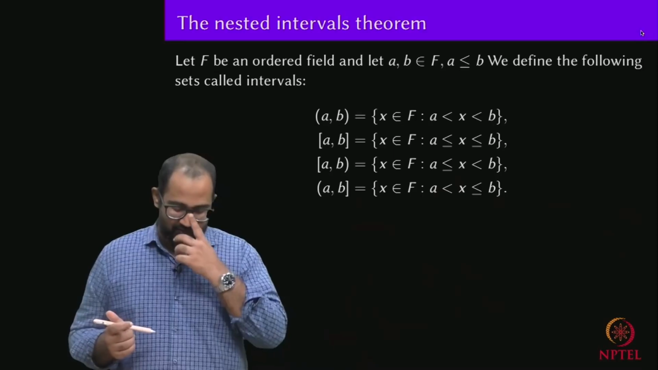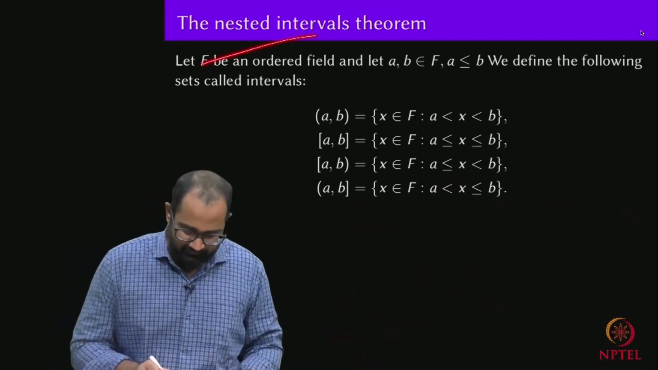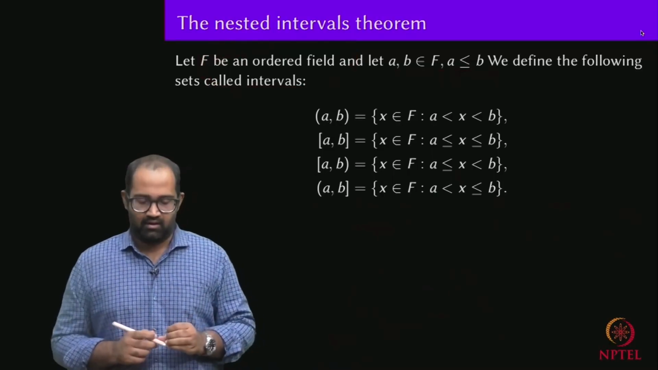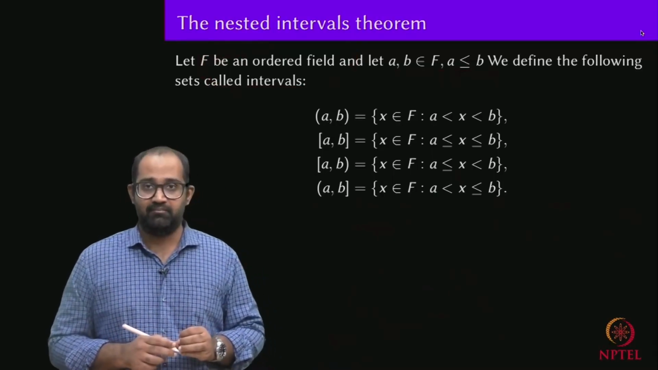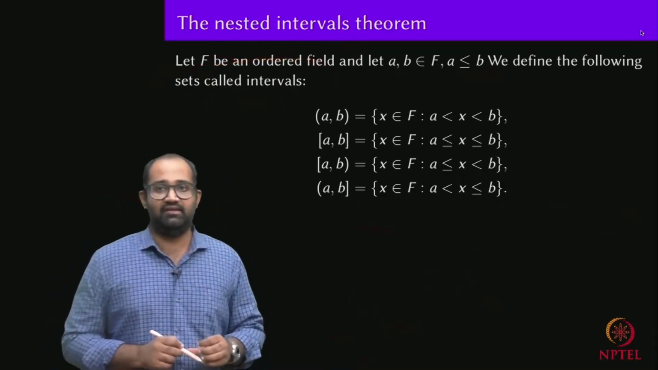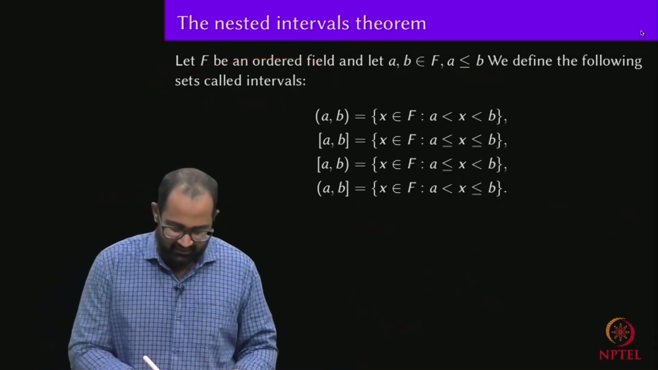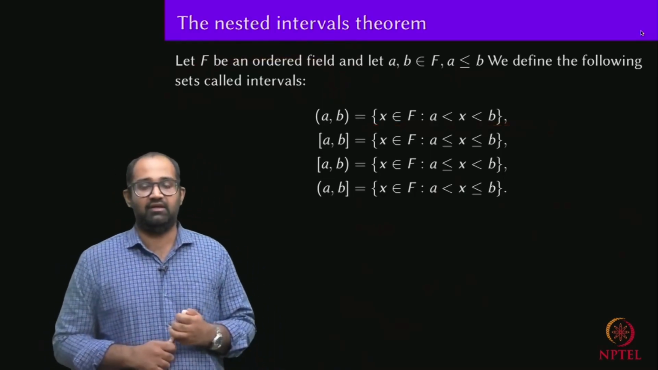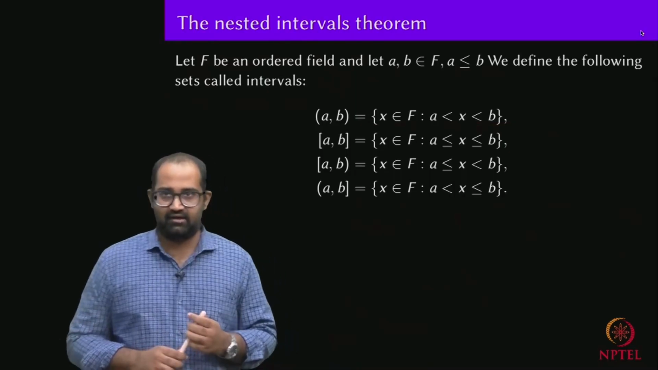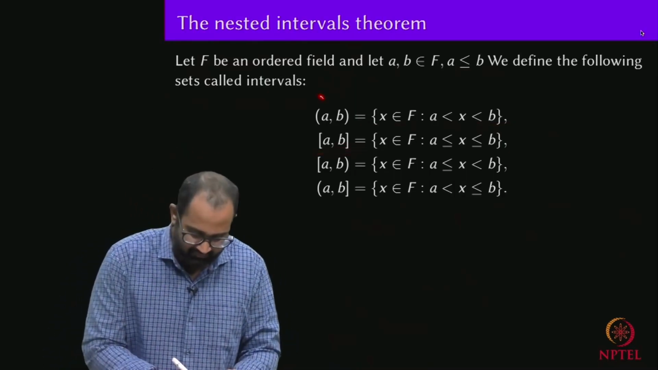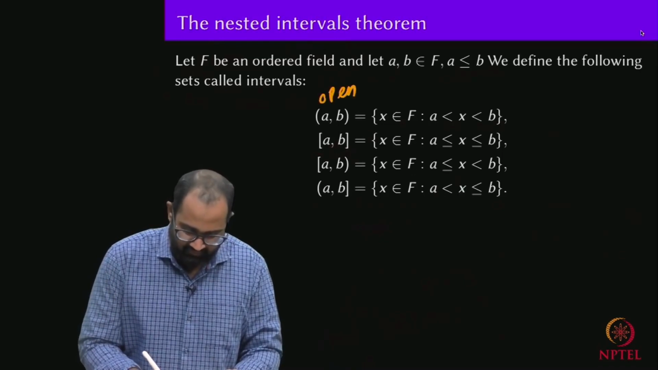Okay. So let F be an ordered field and let a, b in F with a less than or equal to b. We define the following sets called intervals. What are these sets? Well, the open interval (a, b) is the set of all x in F such that a is less than x less than b. So this is called an open interval.